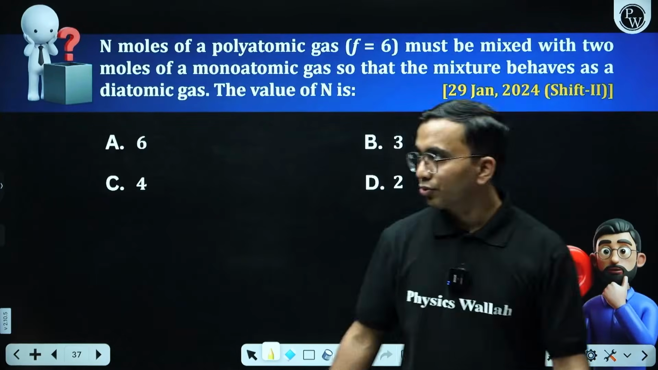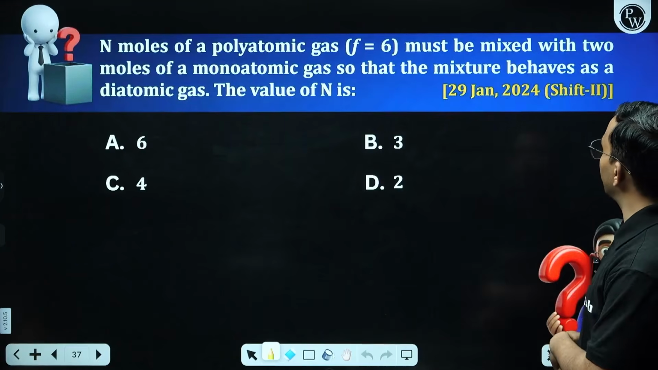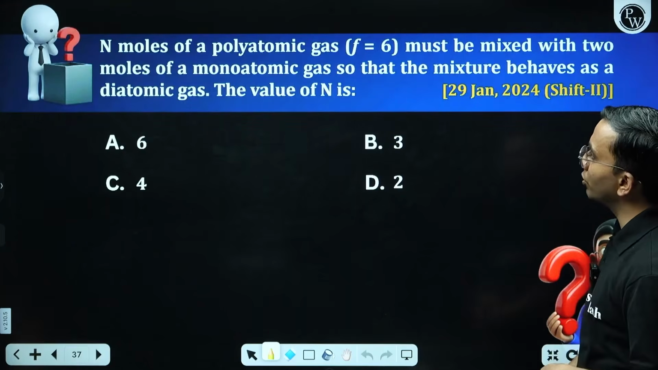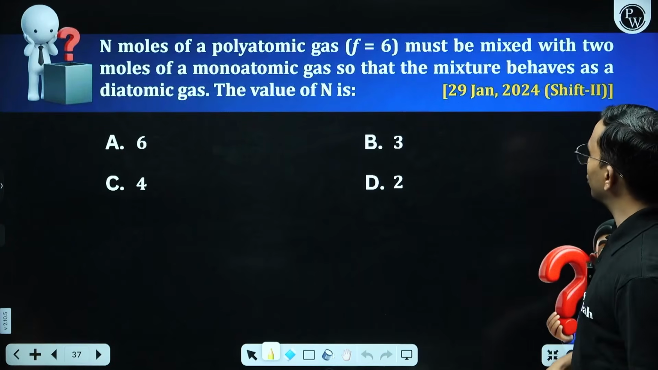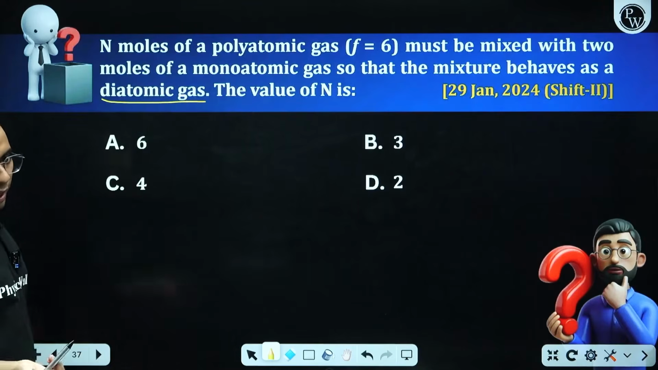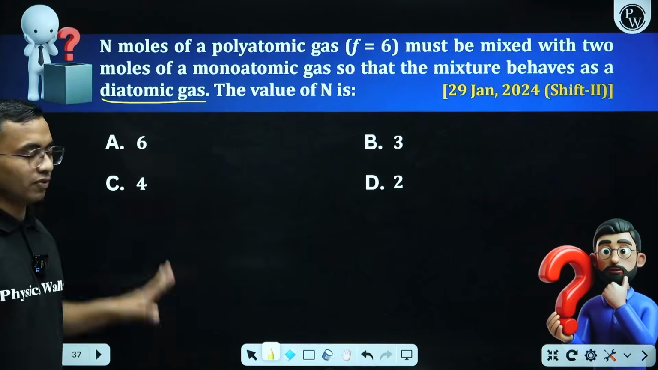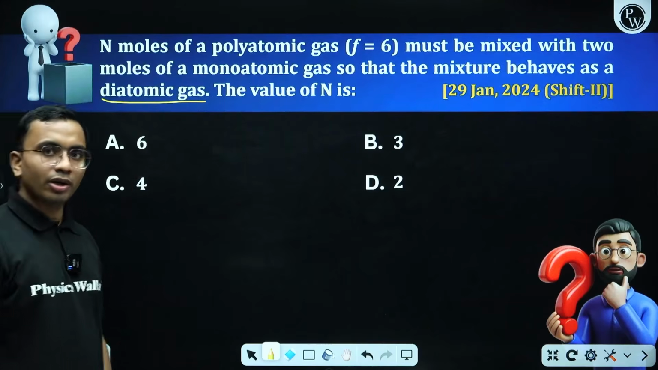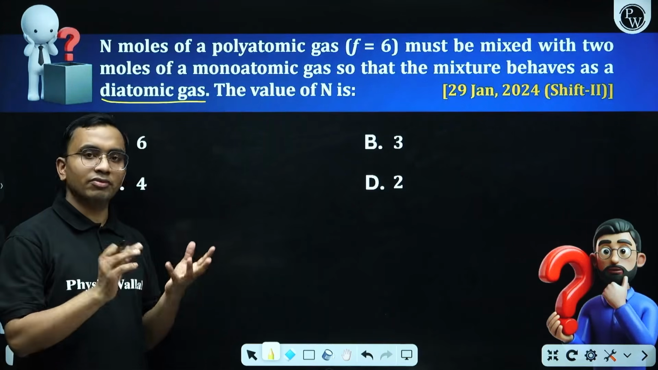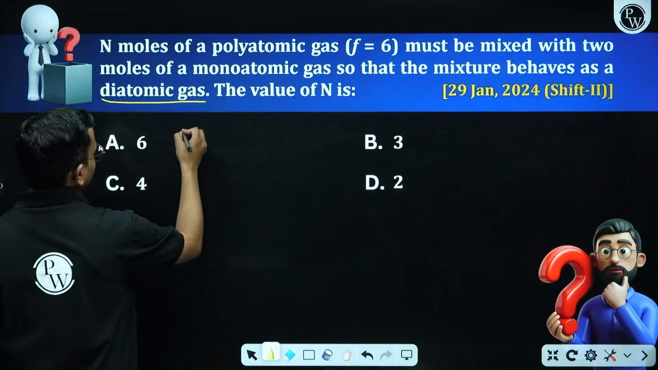Let us see this question. N moles of a polyatomic gas, degree of freedom 6, must be mixed with 2 moles of monatomic gas so that the mixture behaves as diatomic. Now, two ways I can say. Effective degree of freedom is equal to the degree of freedom of the diatomic gas, or I can say effectively the Cv of the mixture will be equal to the Cv of the diatomic gas, anything. So let me write Cv mixture.